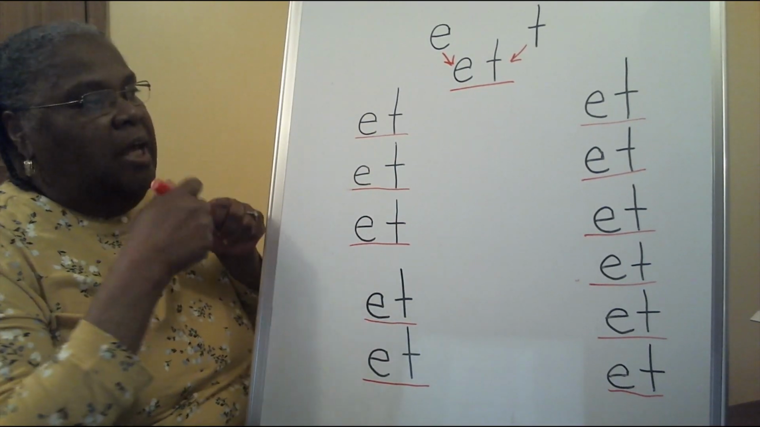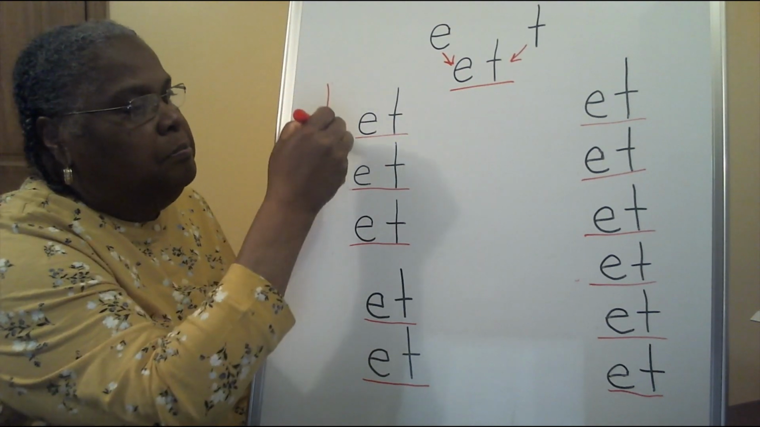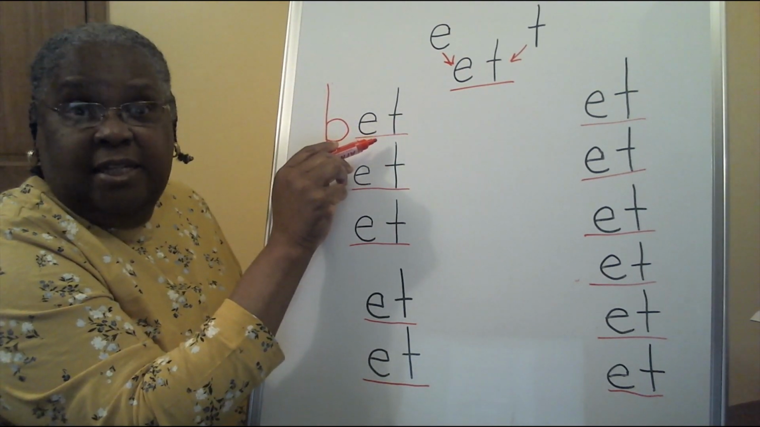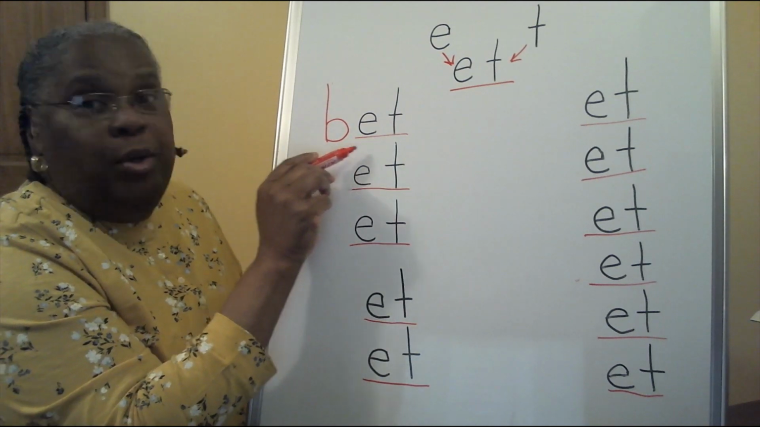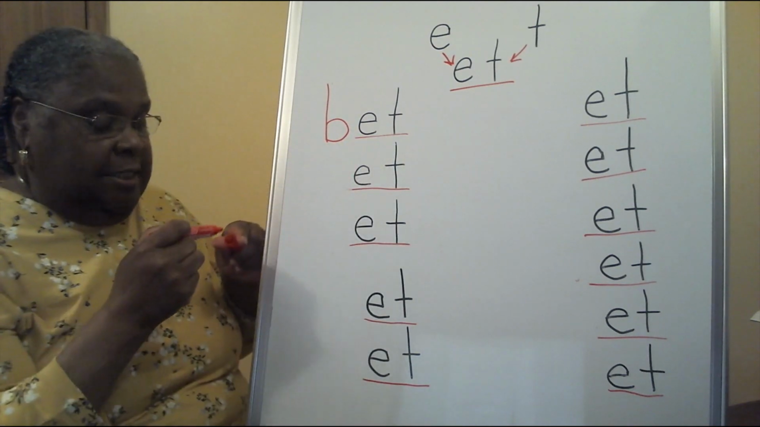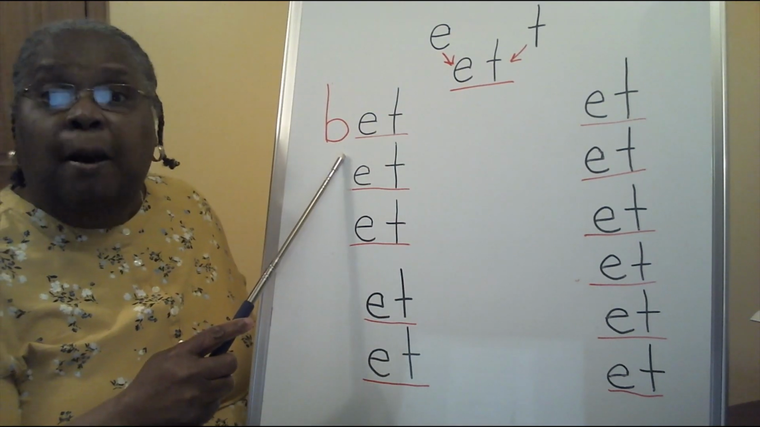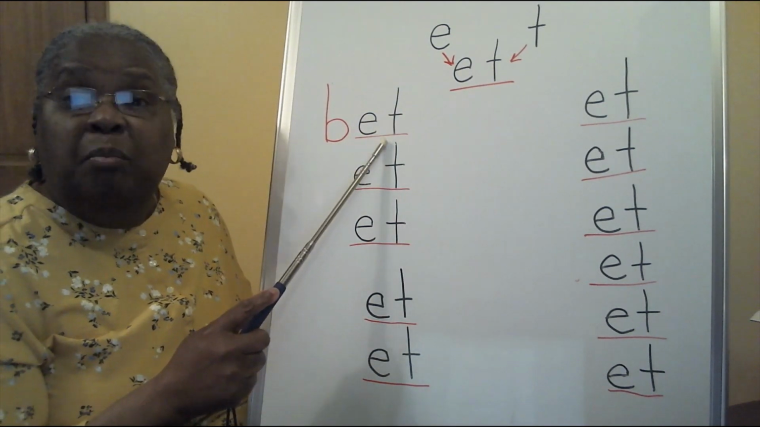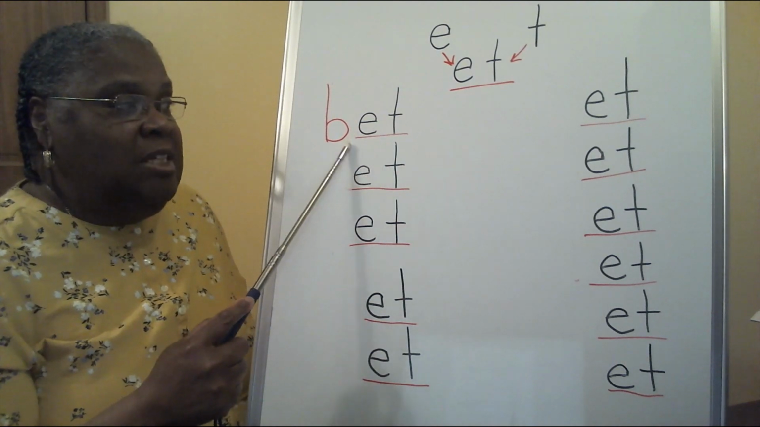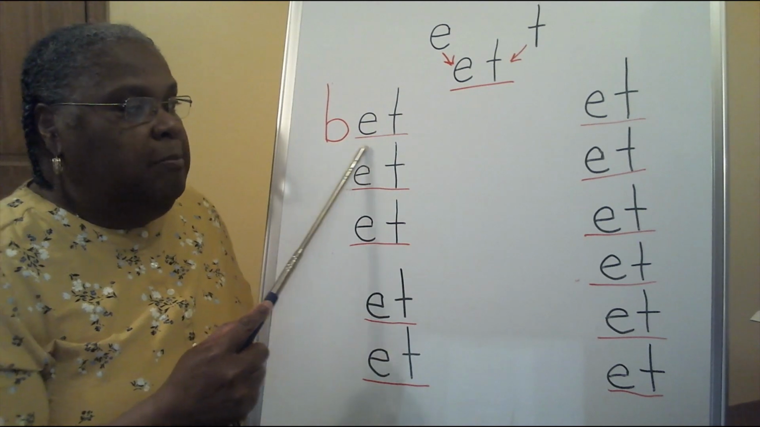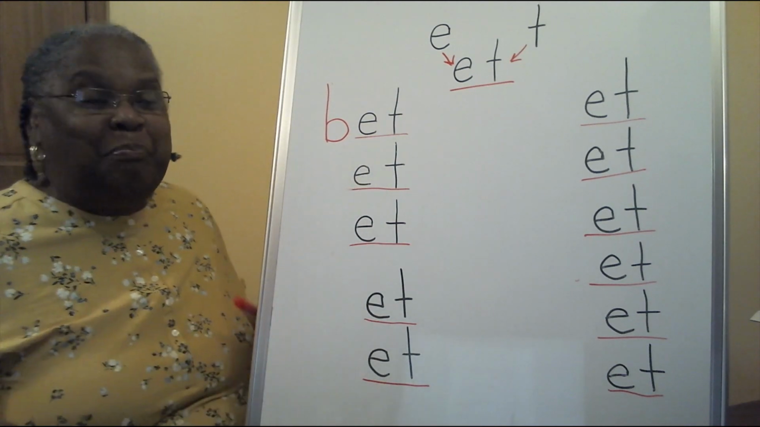When we put the letter B at the beginning of the blend et, we form the word bet. Let us sound out the word together. Say the B sound, b. Say the sound of the blend, et. Now say the B sound and the sound of the blend together smoothly, bet.